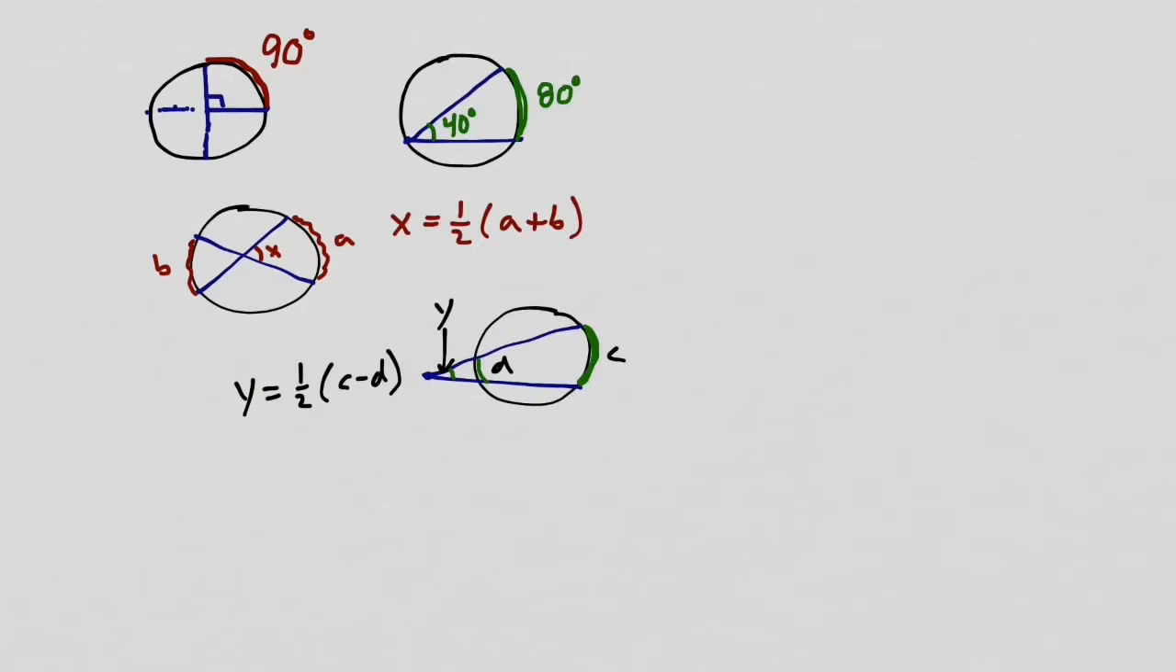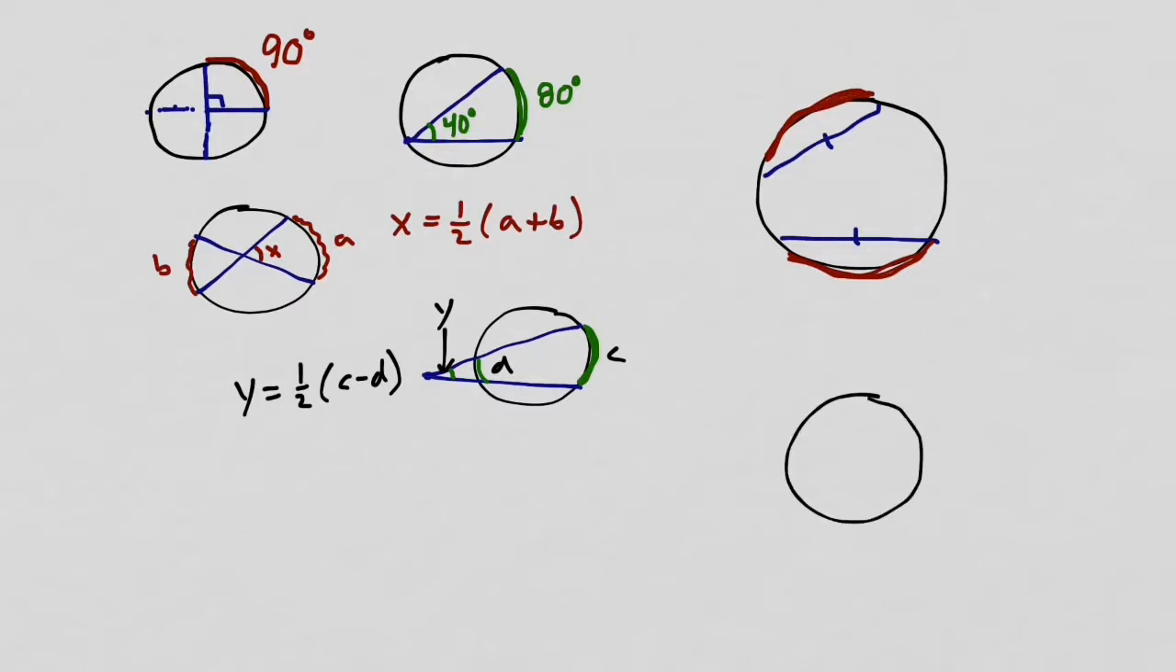Now I'd like to mention a couple other ideas that relate to circles and segments. If we have 2 chords in a circle that are the same length, the arcs that they subtend are also going to be the same size.